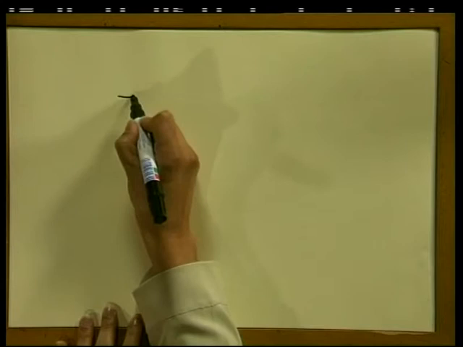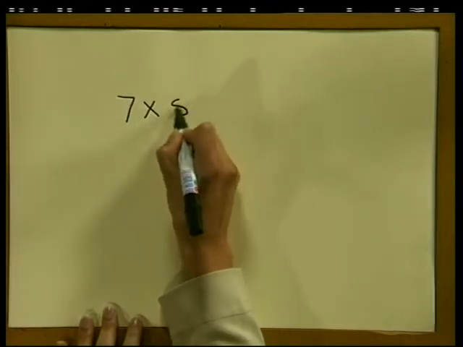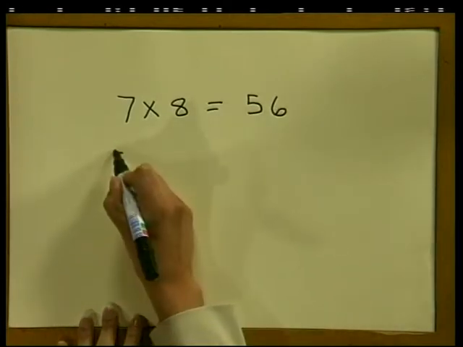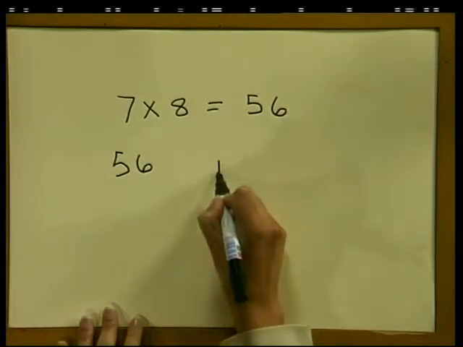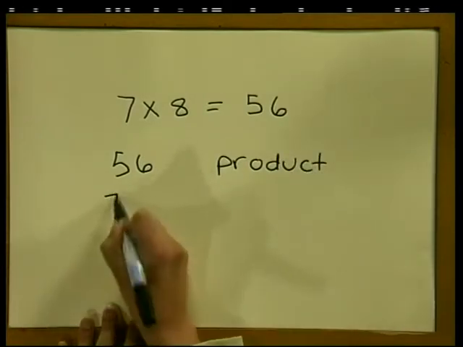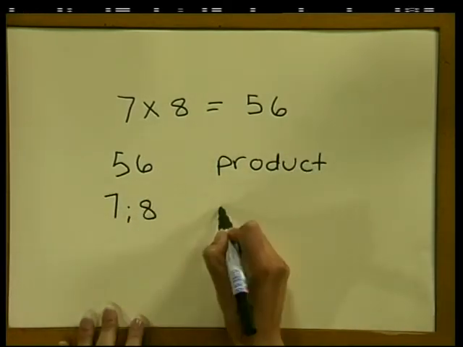So what then is factorization? To factorize means to write a number as a product. Let me show you how to do this. You do remember how to multiply, don't you? What is 7 times 8? Well, we should know it's 56. So notice 56 is our product, and 7 and 8 are our factors.